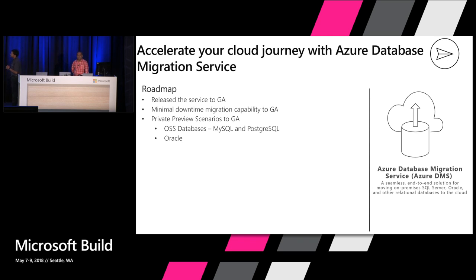So we released our DMS service for general availability. This is a framework that we released, so adding any new source and target pairs is going to be much easier for us. Once we did the fabric, the whole DMS fabric is already released for GA. We are going to add more source and target pairs very quickly to this service to begin with.